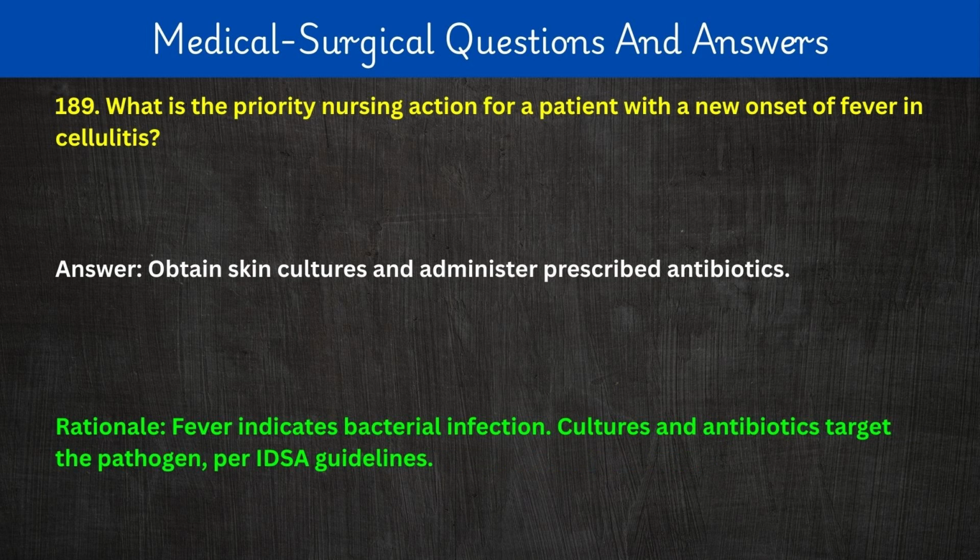189. What is the priority nursing action for a patient with a new onset of fever in cellulitis? Answer: obtain skin cultures and administer prescribed antibiotics. Rationale: fever indicates bacterial infection. Cultures and antibiotics target the pathogen, per IDSA guidelines.